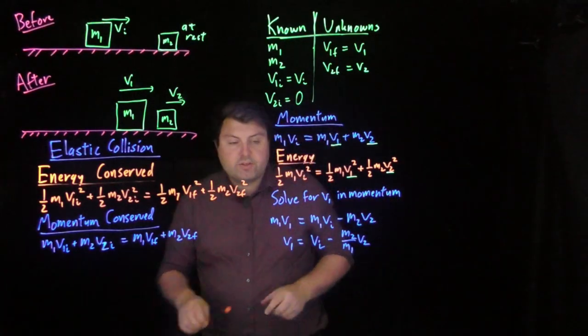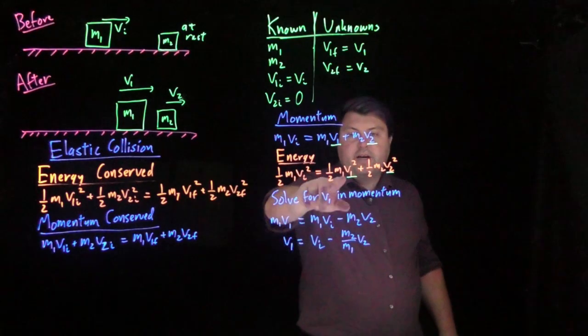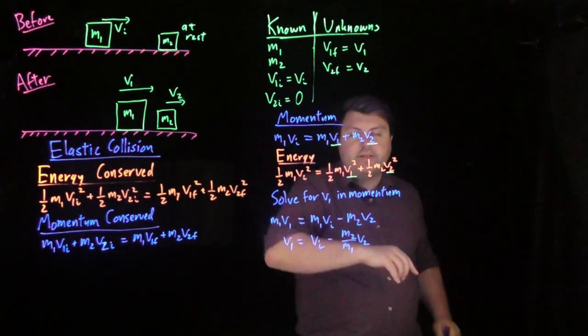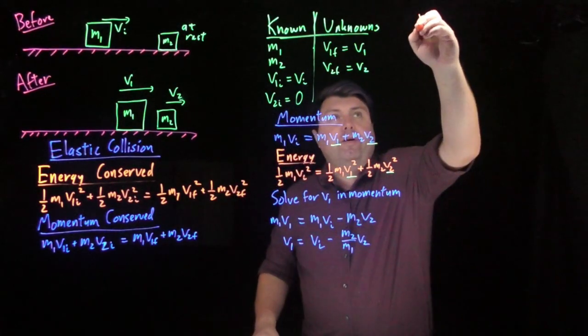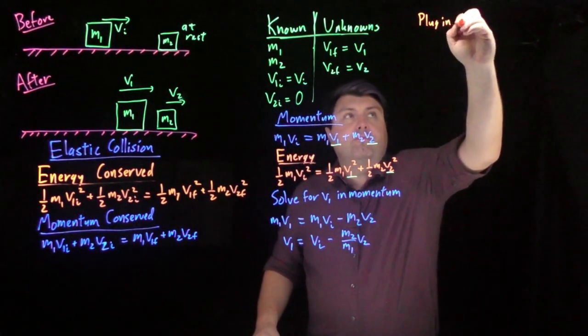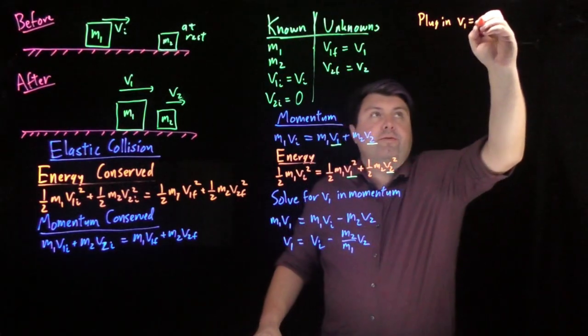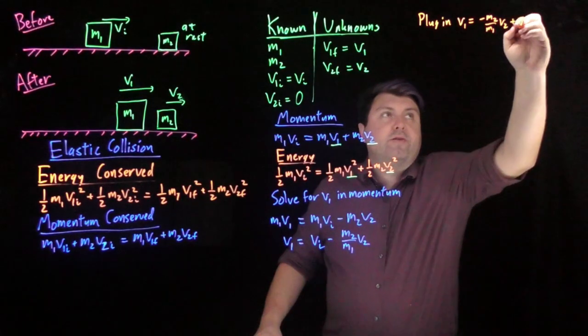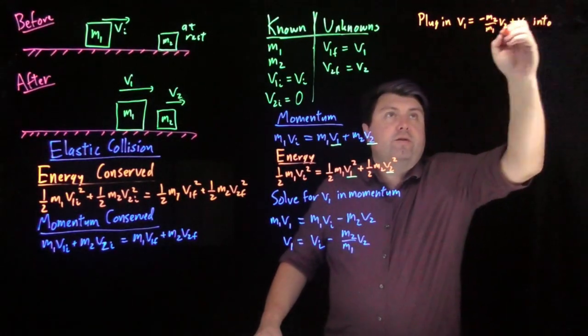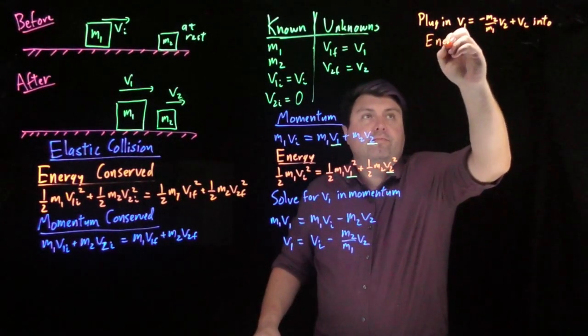Awesome. So now that I have this, I can plug it into here, and we'll see that we only have one unknown left. So we can plug in v1 equals negative m2 over m1 v2 plus vi into our energy equation.